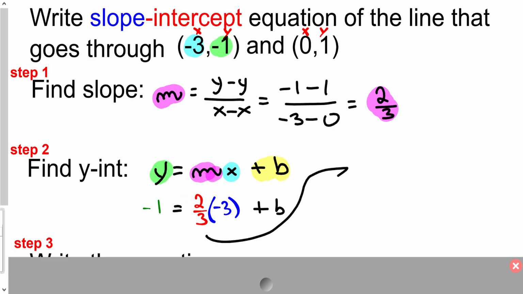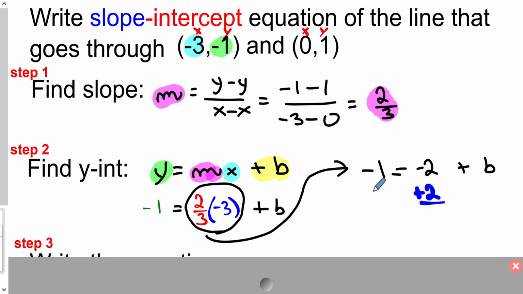Once you figure out what 2/3 times -3 is, you just type it in your calculator, 2/3 times -3, and you would get -2. Now we can just add 2 to both sides, and we would be left with 1 equals b. So we found our y-intercept, 1 equals b. We found our slope, it's 2/3.